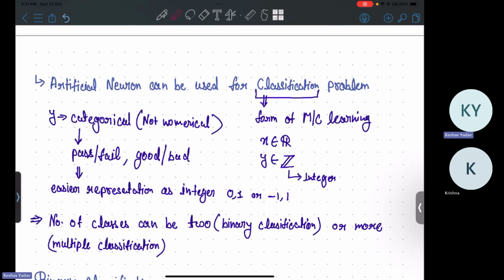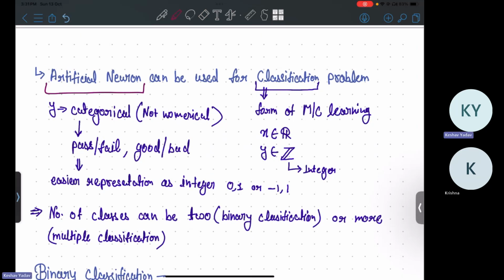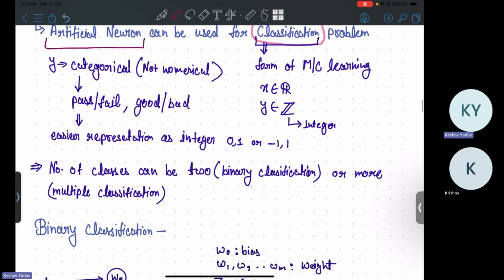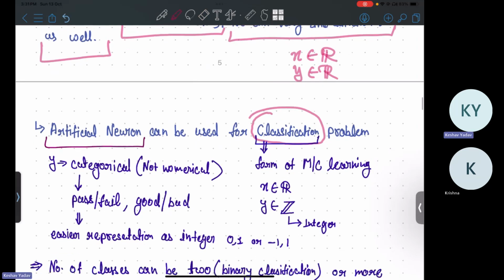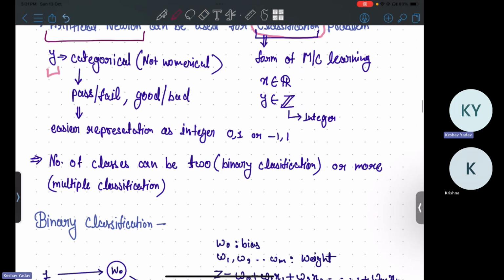Now let us see what kind of artificial neuron is possible. An artificial neuron can be used for classification problems. What do we mean by classification problems? In regression, x belongs to the real numbers and y also belongs to the real numbers. Both input and output are real numbers. But in a classification problem, y is not real, but categorical.